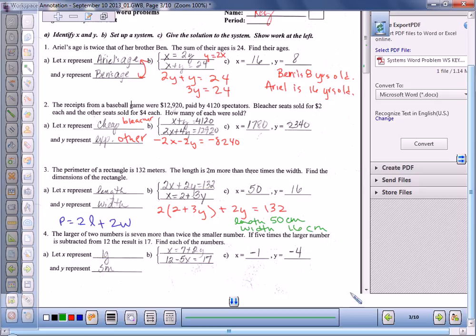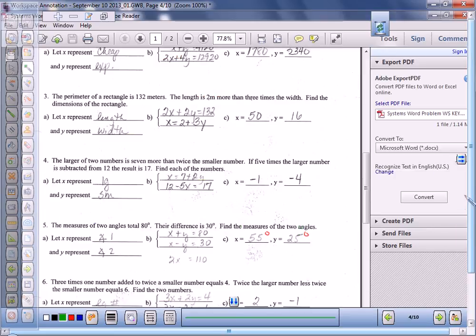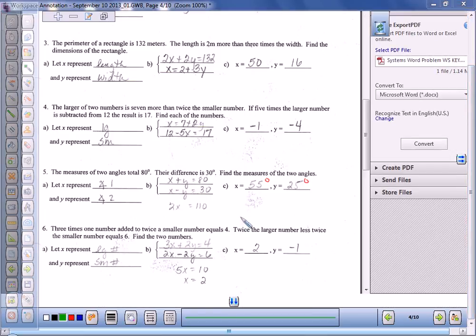Okay. Alright, I'm not going to talk you through every one of them if you don't need me, but take a look at 5 and 6 and see if you have any questions.